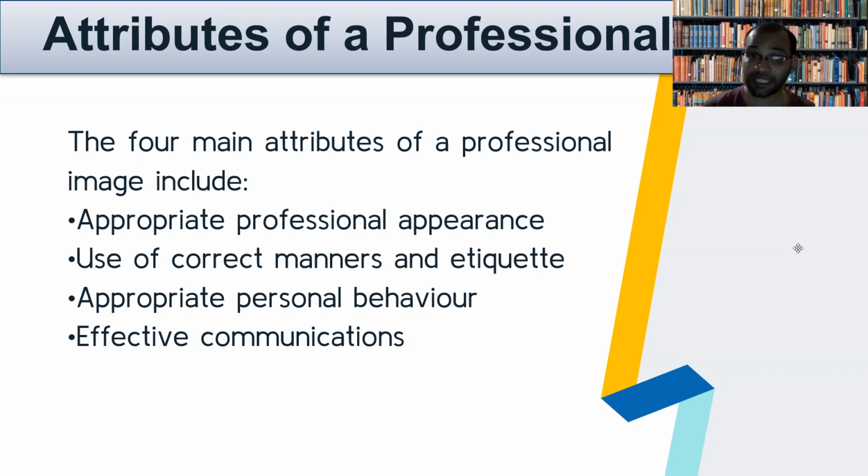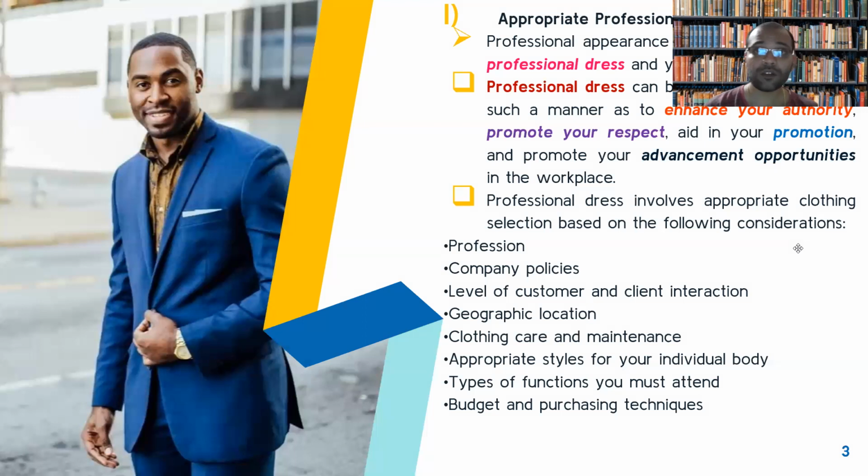Then appropriate personal behavior, your attitude, your personality, your perception, how you try to take up the risk in life, all these things have to be noted. Then effective communication. Now, let us see them in detail. The first thing is appropriate professional appearance. So what do you mean by this?